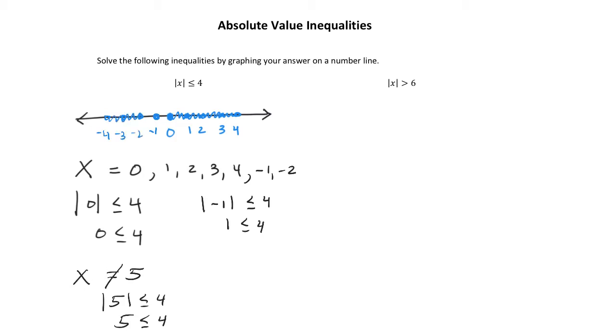And everything in between. But if you try something like -5, that will not work anymore. So the absolute value of -5, is that less than or equal to 4? No, because 5 is not less than or equal to 4. So again, this is false.